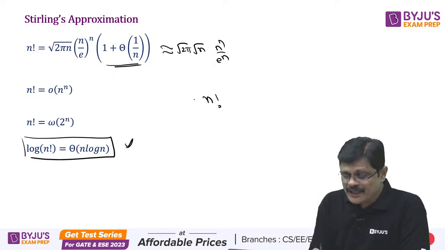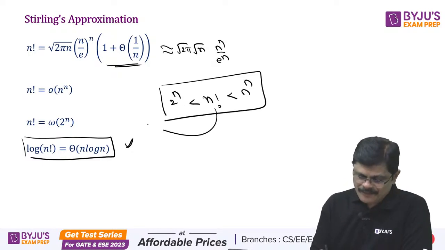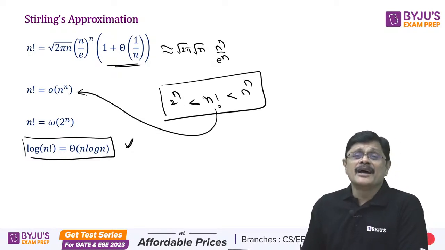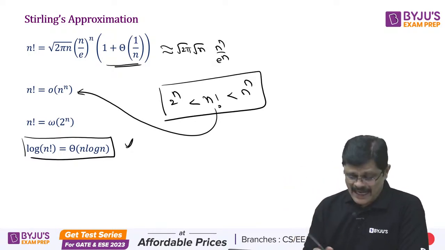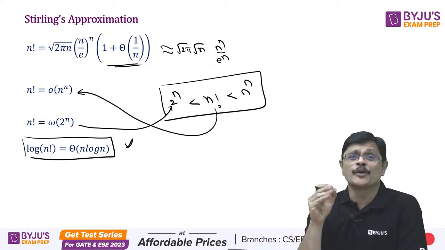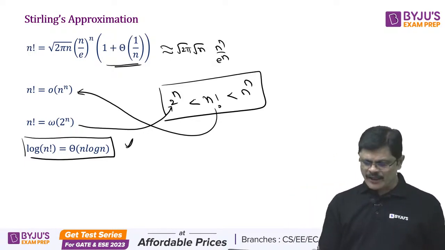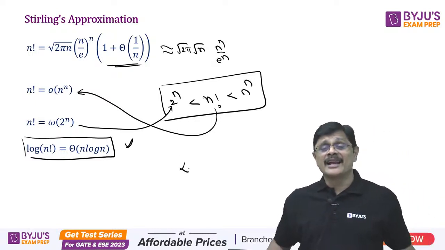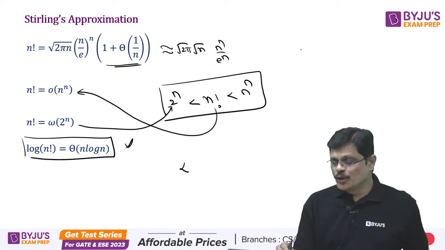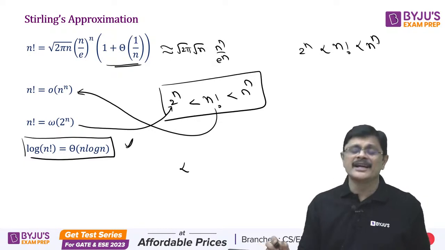And this n factorial is larger than 2 power n, but smaller than n power n. So we can say that n factorial has n power n as an upper bound and 2 power n as the asymptotic lower bound. Of course, this is not the normal less than; it is less than in the sense of asymptotically smaller. 2 power n is asymptotically smaller than n factorial, which is asymptotically smaller than n power n.